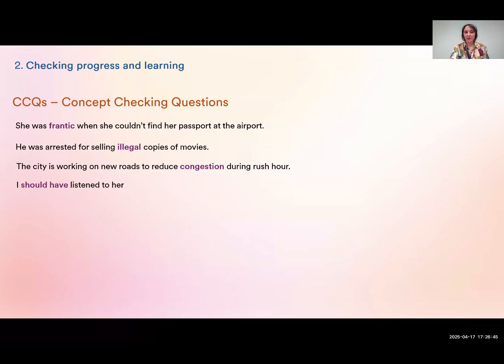I should have listened to her. Is it about now or the past? Lovely. So we are asking, students might see have, might think it relates to the present, but it's about the past. How does she feel now? Did he listen to her? No. If I say I should have listened to her, I did not listen to her. Am I regretting it? Yes, probably. Does it show annoyance or indeed regret?